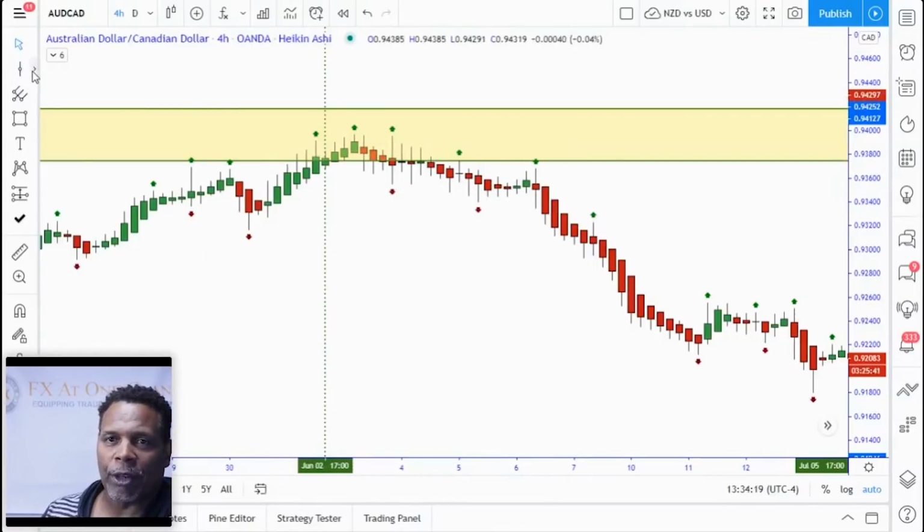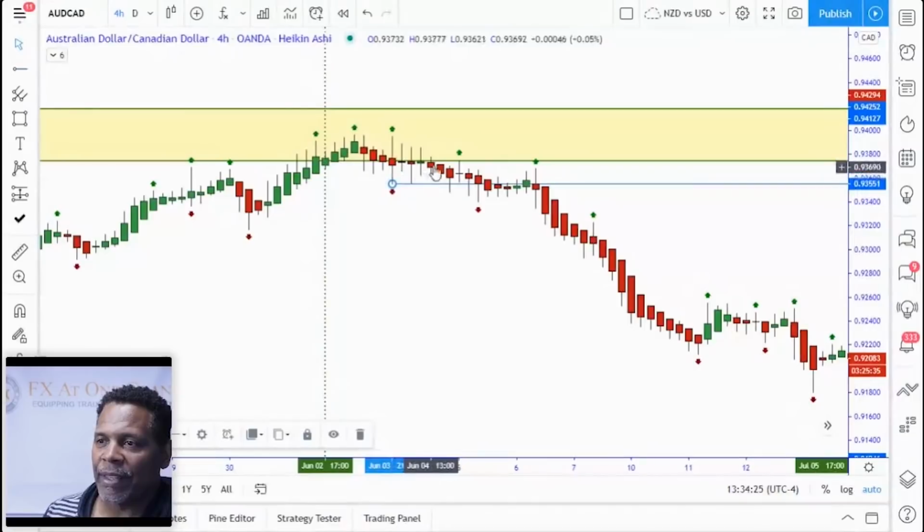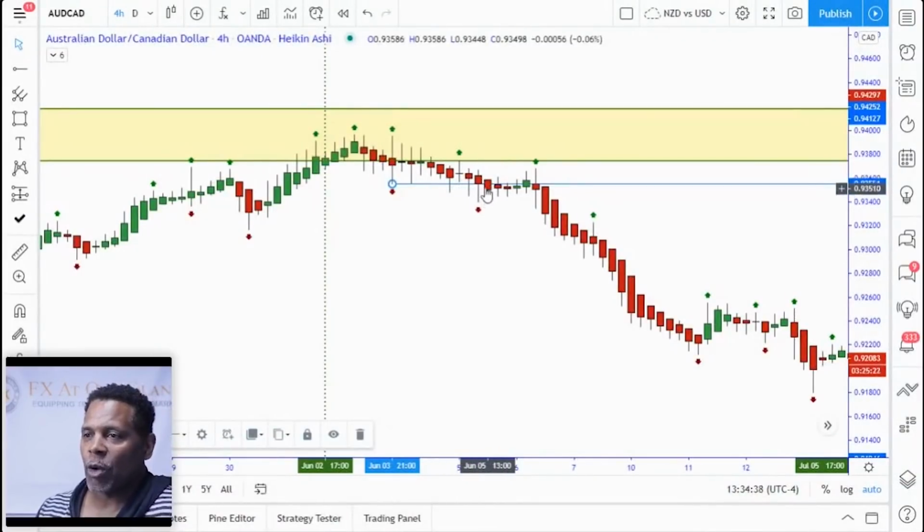Let me show you what I'm talking about. I don't know if people understand. This level right here was never broken by any of these candles, except this one. That's your fractal break right there. None of these are your fractal breaks. All right. Even this one wasn't. This is a strong sell right there.